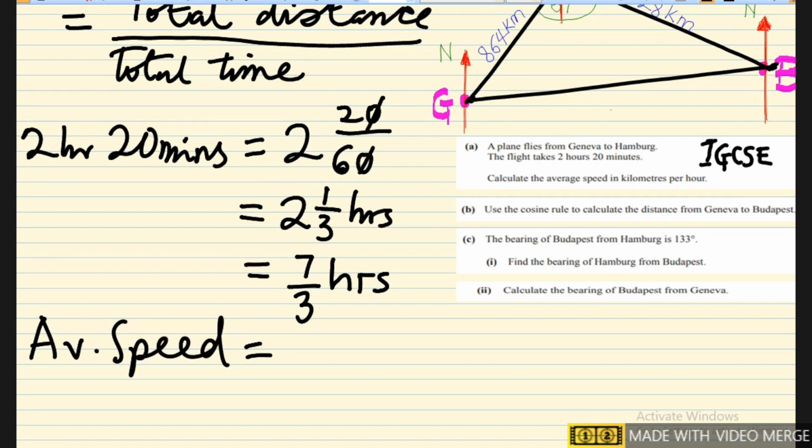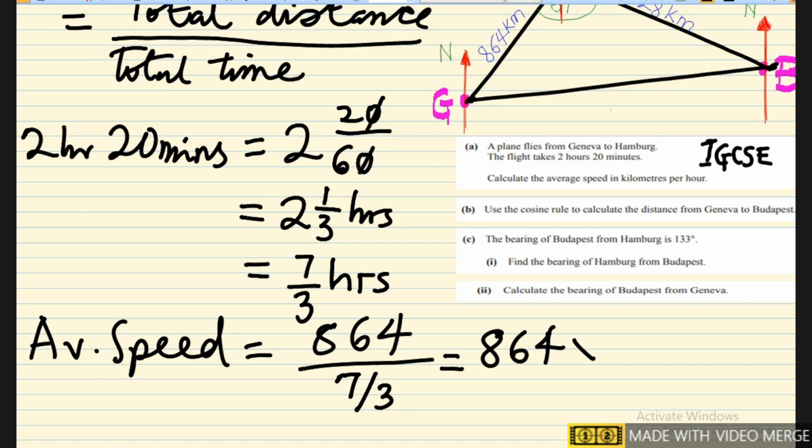The average speed will be the total distance, 864, divided by 7/3. Basically you can say 864 times 3/7. If you do that, we're going to get 370.3.